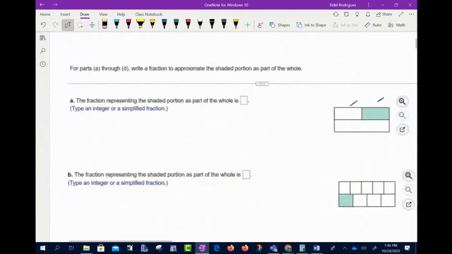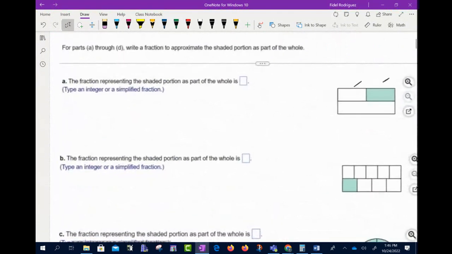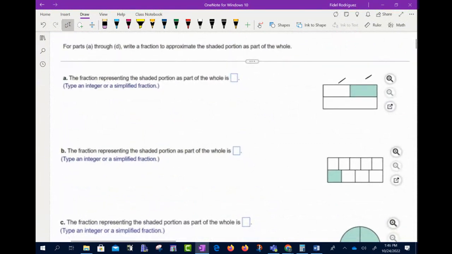Okay, so it says for parts A through D, write a fraction to approximate the shaded area of the part as a whole. Okay, y'all, when I was doing these problems, before I came to class, I was looking at the picture, and usually when we have a picture, we want to think of the picture being cut up into equal pieces. So I have 3 rectangles here, 1, 2, 3. But the bottom rectangle is pretty big. But if I were to continue with that line, now I have 4 equal pieces, right? We got 4 equal pieces, one of which is shaded, so that would be 1/4, okay?